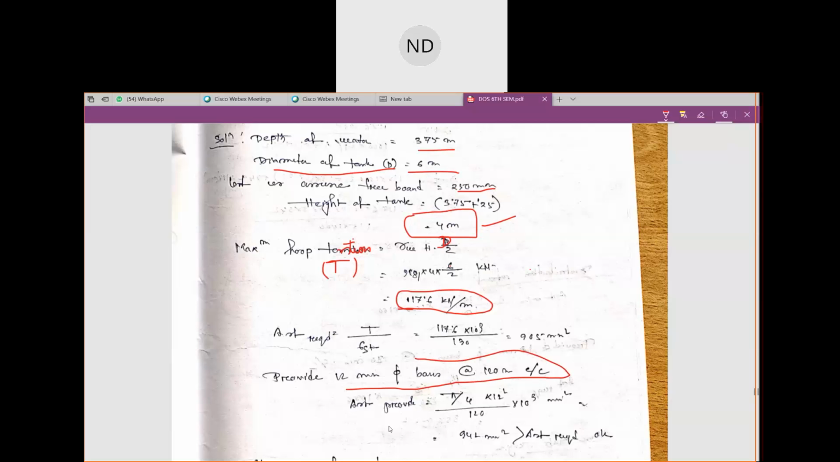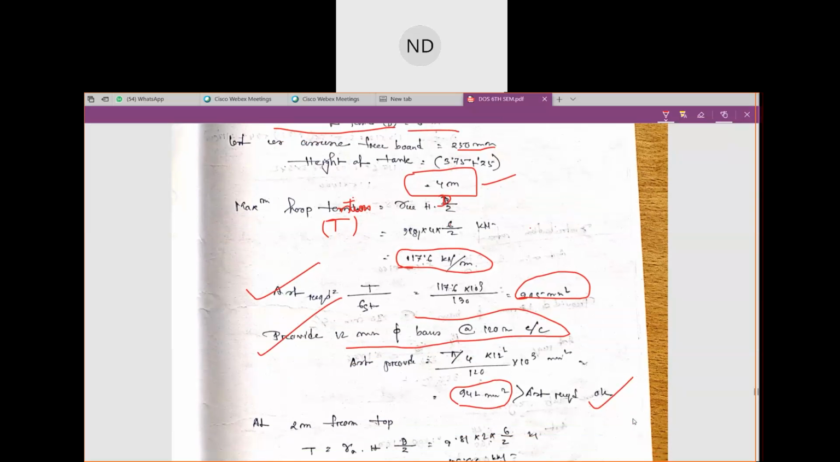So the area of steel provided will be how much? The area of the bar divided by the spacing. We got our area AST provided as 942 mm square, but the requirement was how much? 905 mm square. So the required area of steel was 905, but we have provided 942 mm square, which is greater than the required one and is satisfying the condition, so it is okay for us. The design is okay. We can provide this much dia bars at this much of spacing.